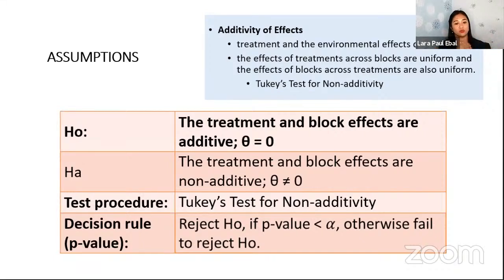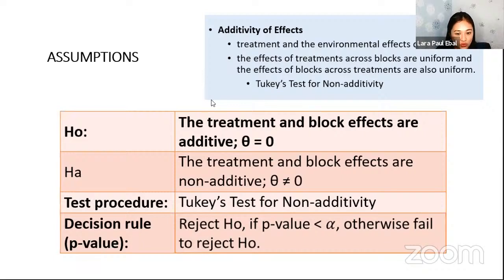So there should be no interaction, meaning the effects of treatments across blocks, the effects of treatment. So treatment 1 in block 1, treatment 1 in block 2, treatment 1 in block 3, and so on, are uniform. And the effects of blocks across treatments are also uniform. So in short, there is no interaction between the two. There is no specific combination of treatment and block that has an effect on the result. It should be uniform. And then we can test this using the Tukey test.